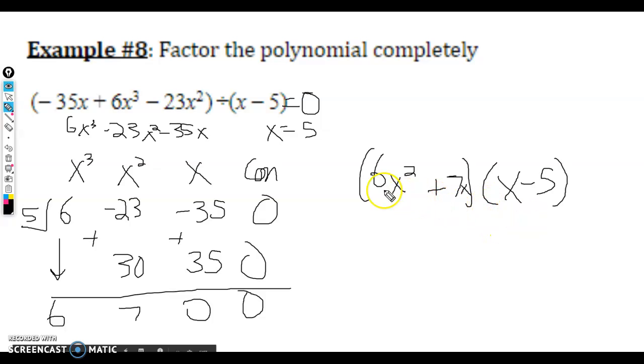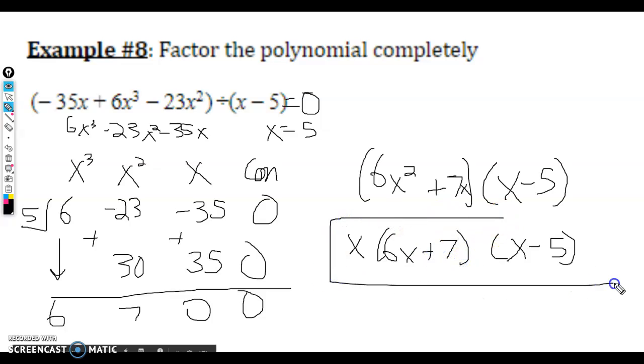Now, I look at these. I cannot reduce x minus 5 any further, so that is what it is. I can pull an x out of these. So that's my final answer for this one. Pause this if you need to. I'm going to go do example 7.